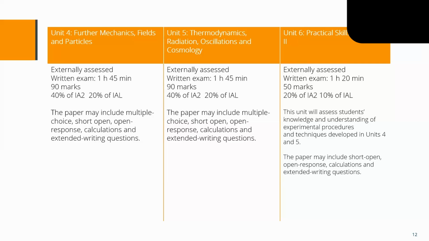Unit 6 is similar to Unit 3 in that it assesses knowledge and understanding of experimental procedures and techniques which students have developed in Units 4 and 5, and of course also those which they developed in Units 1 and 2. As before, the paper includes short open response, calculations and extended writing questions. Again, no multiple choice questions in the Unit 6 paper.